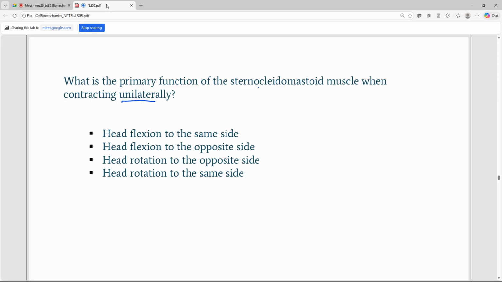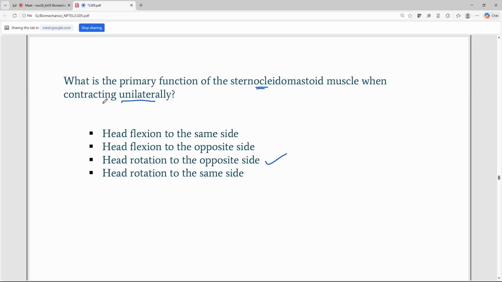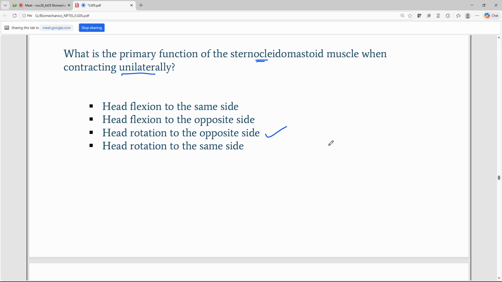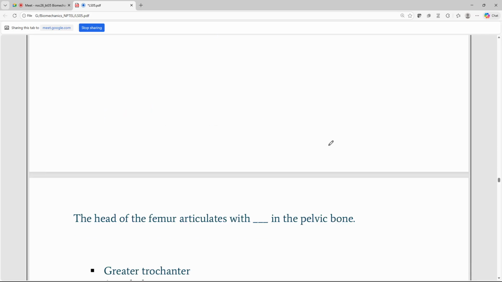The answer is, sorry, the third one, head rotation to the opposite side. Sternocleidomastoid muscles are located at the neck and sternum region. So when it contracts unilaterally, it supports head rotation to the opposite side. Next question.